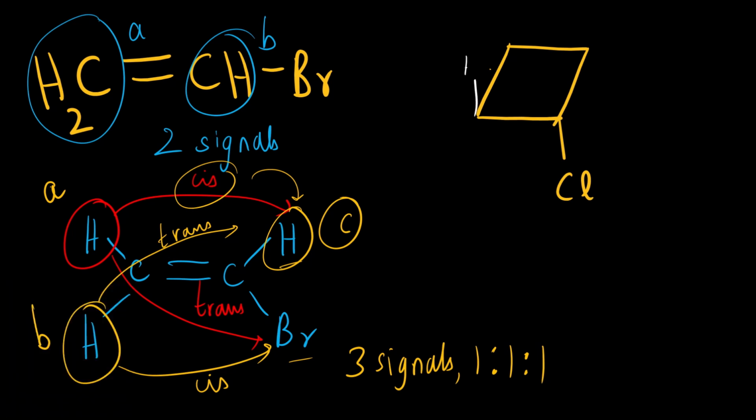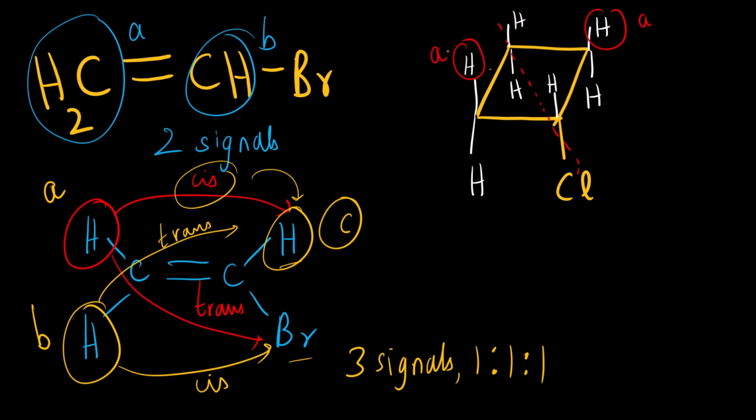So here, above the plane there is one hydrogen, below the plane one hydrogen, above the plane hydrogen, below the plane hydrogen, above the plane one hydrogen, below the plane another hydrogen. Now is there any plane of symmetry present? The answer is there is one plane if you draw a plane like this. So this proton and this proton are equivalent, and this proton and this proton are below the plane. So they will be A, B, 2 signals.